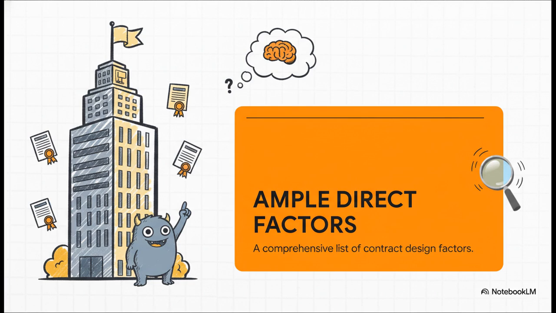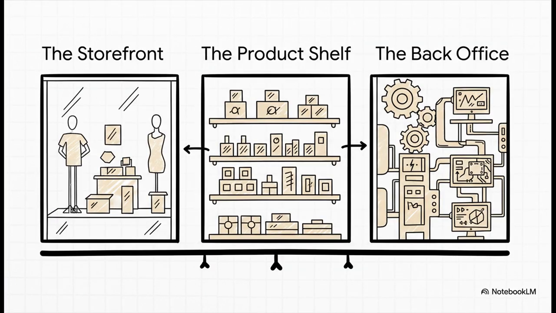But don't be intimidated, we're gonna break it down. The absolute best way to tackle a giant list is to chunk it into smaller, manageable pieces. So let's imagine our product is being sold in a retail store. We're going to look at 3 areas. The storefront, that's what the customer sees. Then the product shelf, the actual details of the product itself. And finally, the back office, all the machinery that makes the whole thing work.